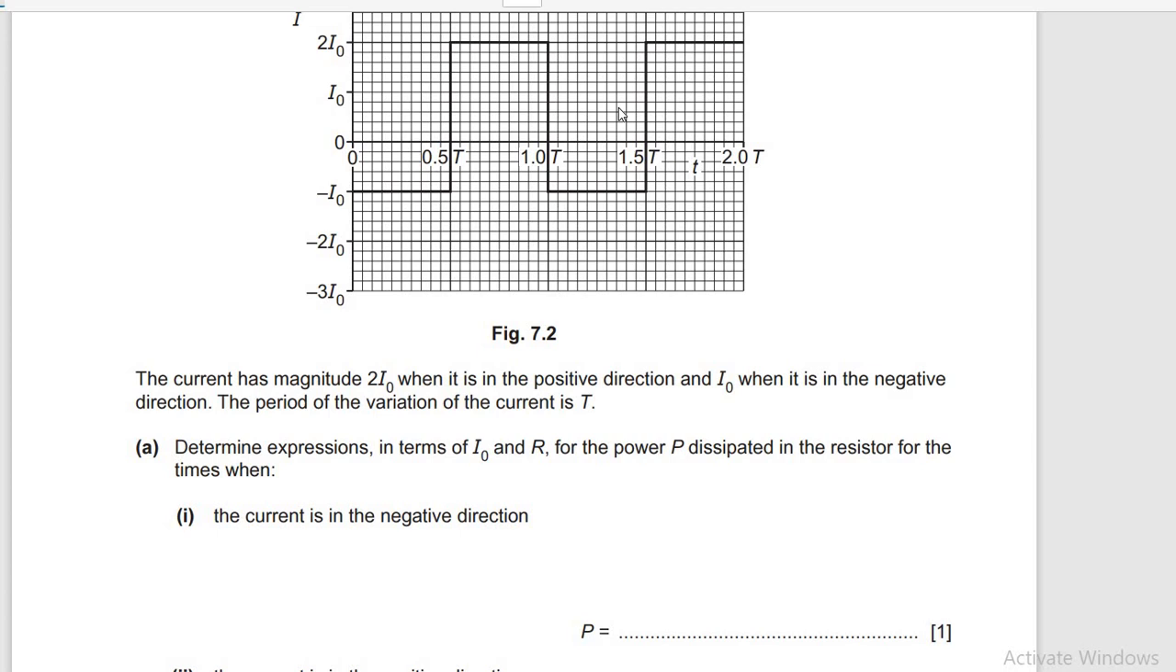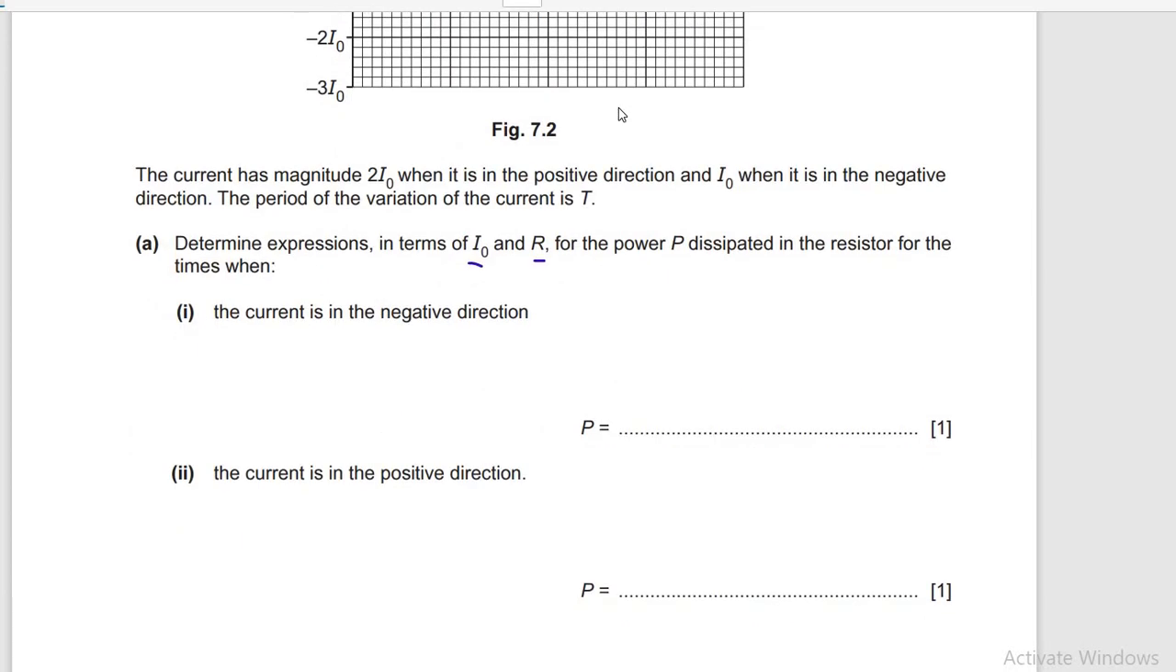So we have two currents. When it's positive, it is 2I0. When it's negative, the current is I0. So it increases or doubles when it's positive. The period is T. Determine the expression for I0 and R for the power dissipated. The formula for power is I squared R.